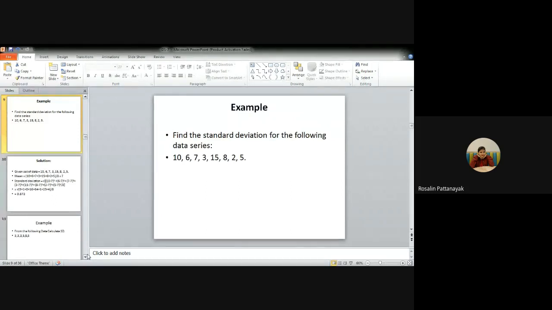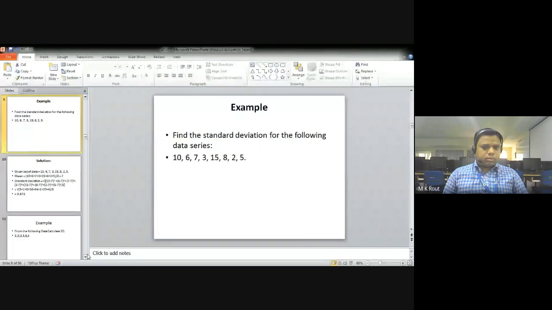So what is the value of x bar here? Anyone? 6.62. Calculate properly. So 7. That equals 7. 7 is the correct answer for x bar or mean.